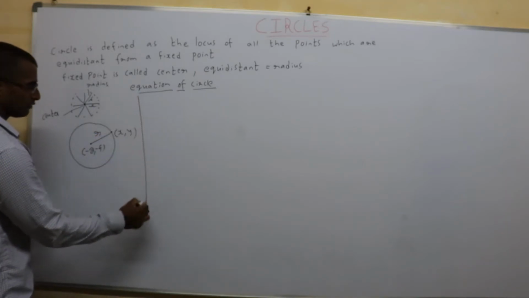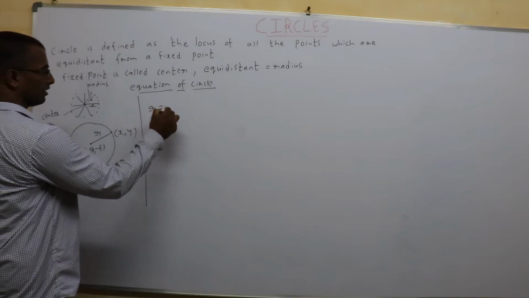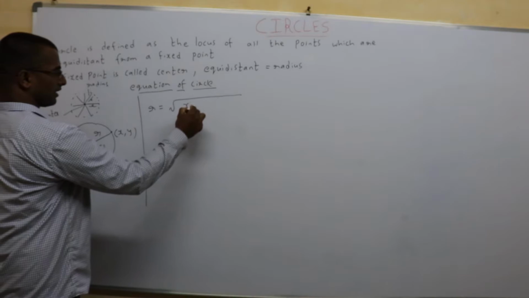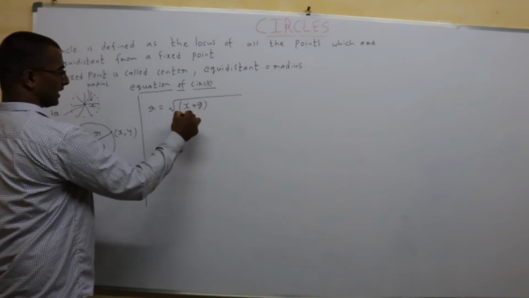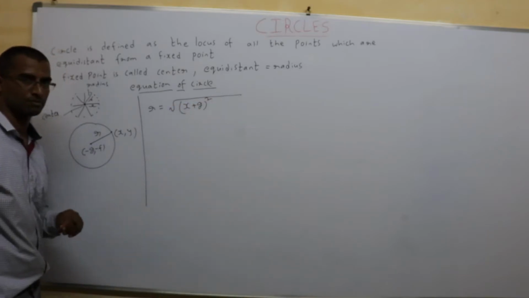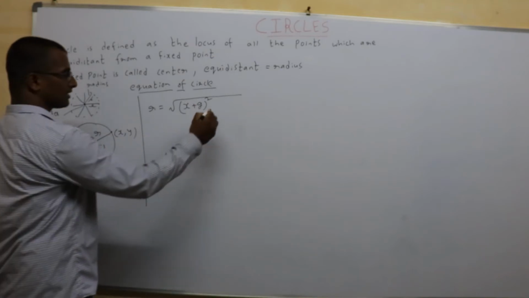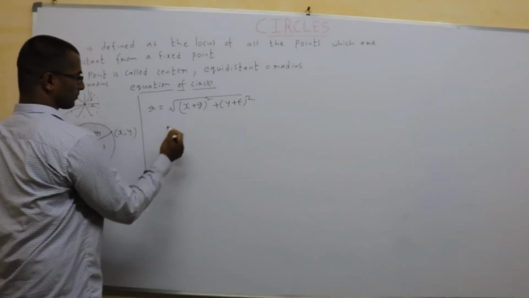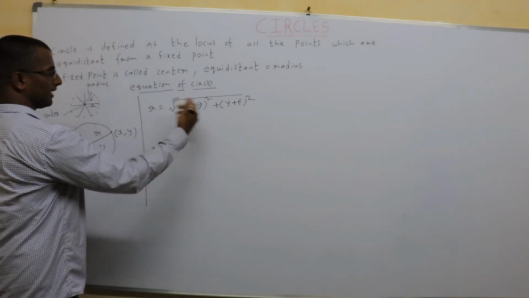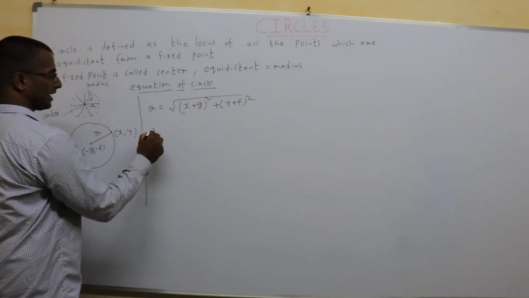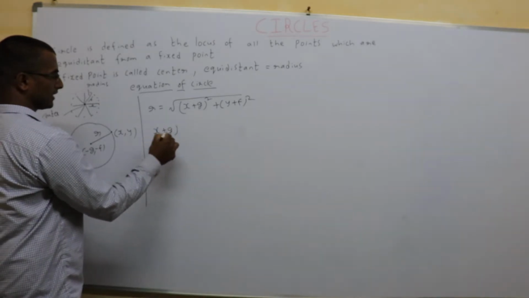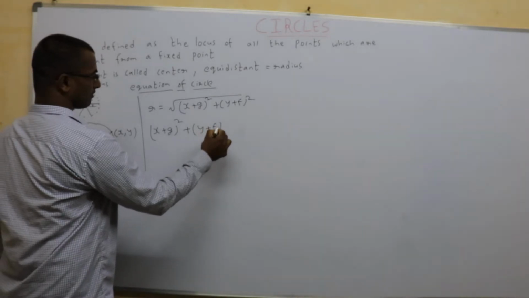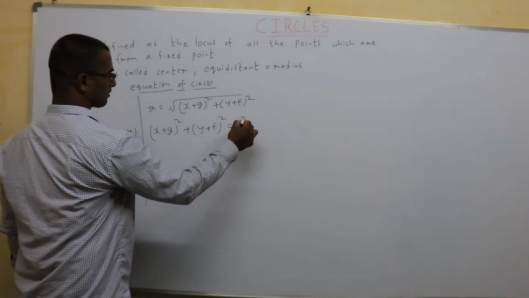So apply the distance formula. r equals square root of (x2 minus x1)... x minus of minus g, so I get (x plus g) whole square, y minus of minus f, I get (y plus f) whole square. So send the square root to this side, write this thing first and r over there. So it is (x plus g) whole square plus (y plus f) whole square equals r square.